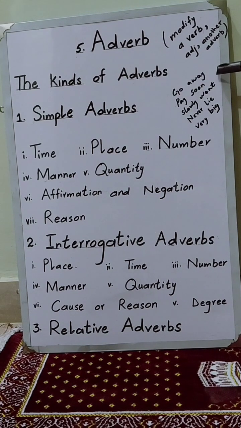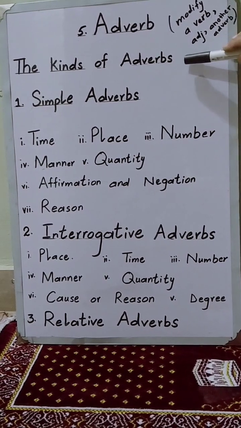Remember one thing, an adverb can come before or after the word it modifies. For example, go away, pay soon, slowly went, never lie, very big. Here away, soon, slowly, never and very are adverbs, and you have noticed that the adverb can come before or after the word it modifies.